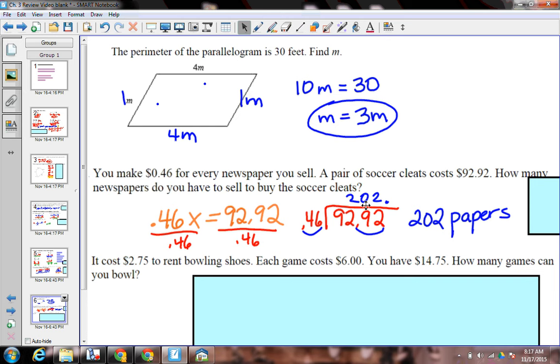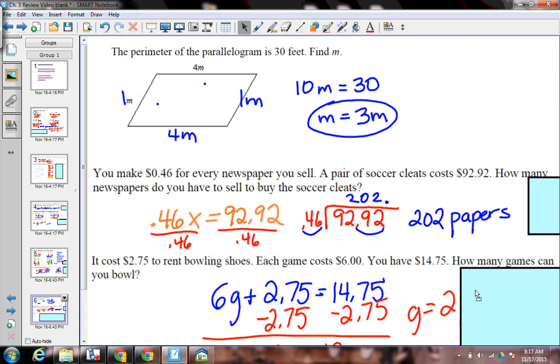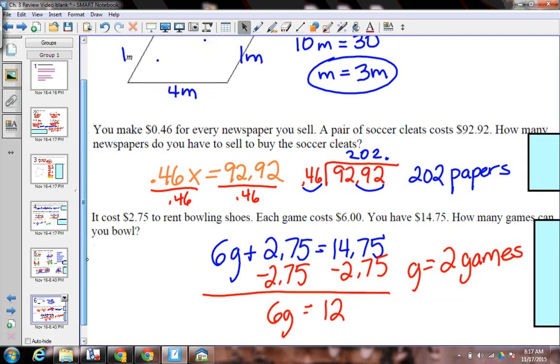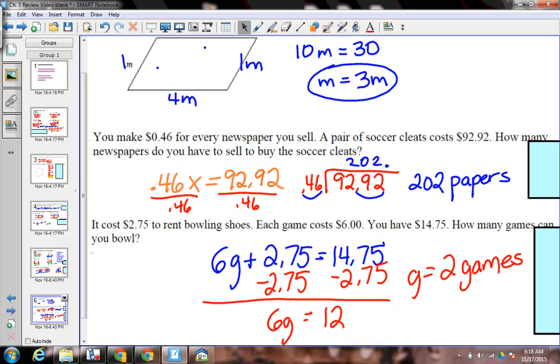The last one is a two-step problem. We have a one-time deal of renting the shoes, and then we can do as many games as we can afford for $14.75. So it would go together this way. First thing I did was subtract the shoe rental from both sides. Now I have $12 left to get games, so I would divide by 6 to find out that I would do 2 games.